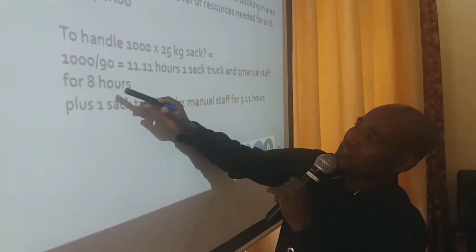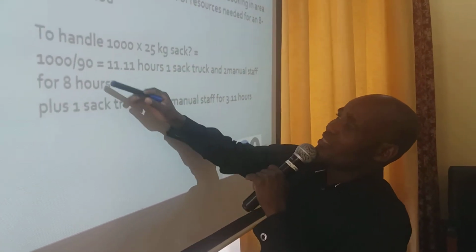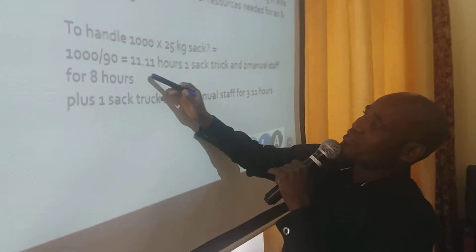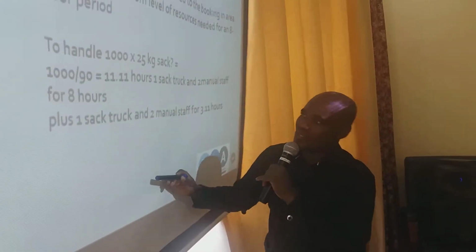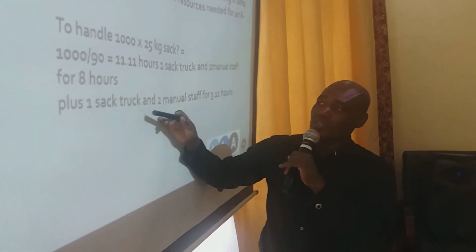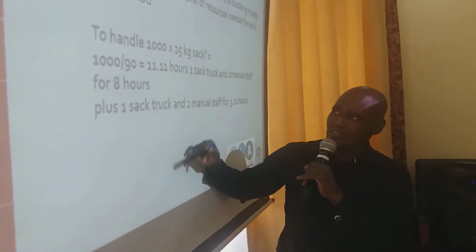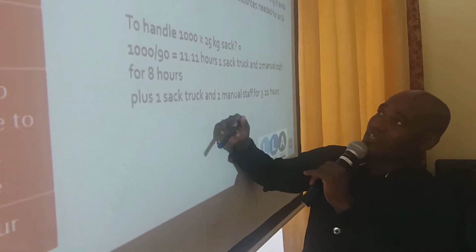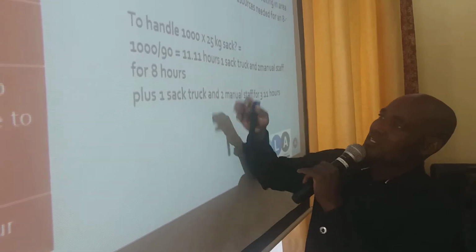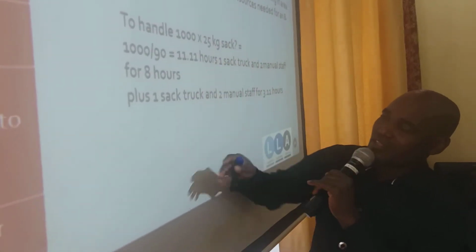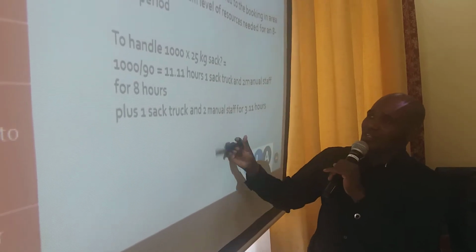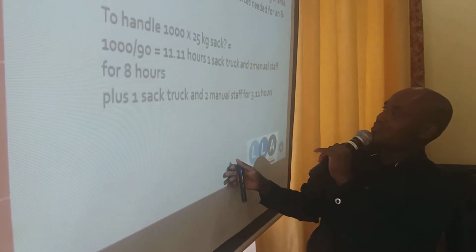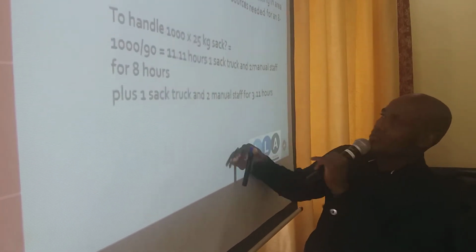If we do our calculations, we noted that our 2 staff using our sack truck could take a period of 11.11 hours. But we have to remember that our normal operating hours are 8. So we had to dig deeper and think of ways of adding resources so that it is completed within the operating hours. So an addition of 1 sack truck and 2 manuals would help us sort it out.